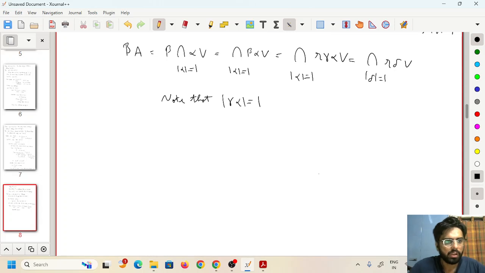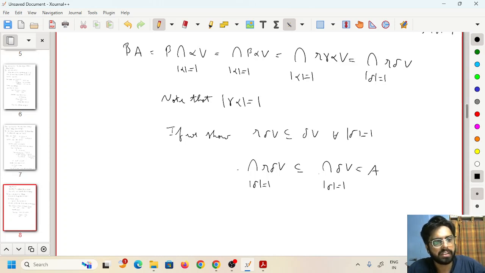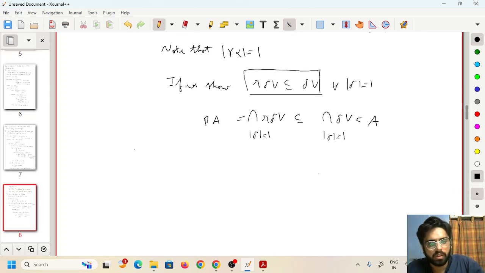So if we show R times delta V is contained in delta V for all mod delta equal to 1, then we are done, right? Because this would imply the intersection of R times delta V over mod delta equal to 1 is contained in the intersection of delta V over mod delta equal to 1. This is nothing but A, and this is nothing but beta times A, which is contained in A. So if we show this, then we are done, right? So let X belong to delta V, then X by delta belongs to V, right?